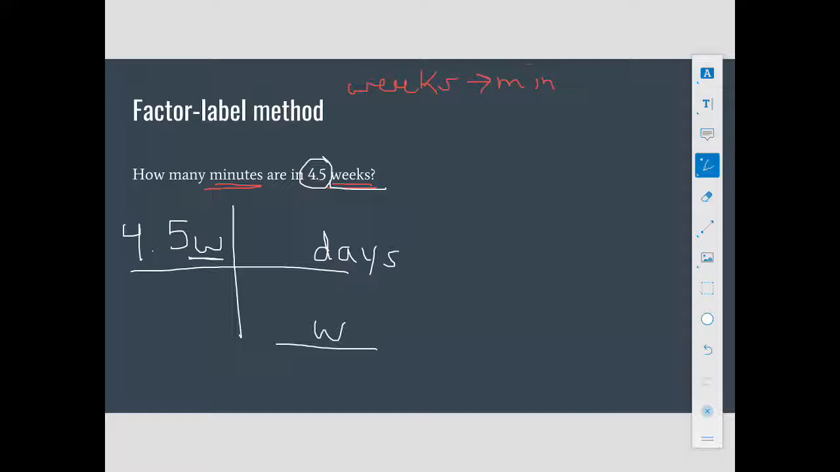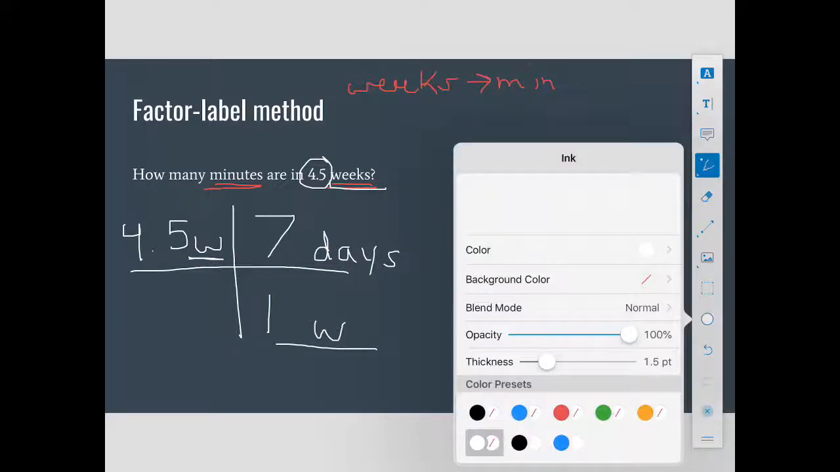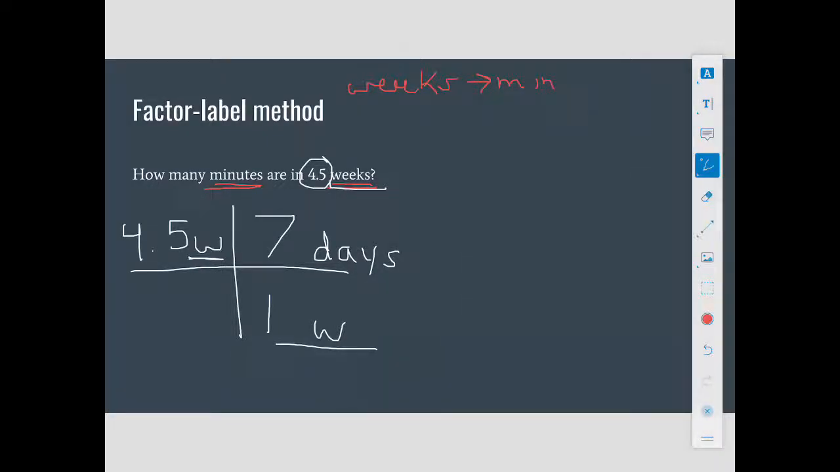So now I just have to fill in the numbers. Down here on the bottom, 1 week for every 7 days. Every time you set up one of these two-section things, the top and the bottom need to be equal to one another. So make sure that you're making 7 days equal 1 week. Now, when I go to do my math, the W's are on opposite sides, so they cancel out, and I'm left with days.